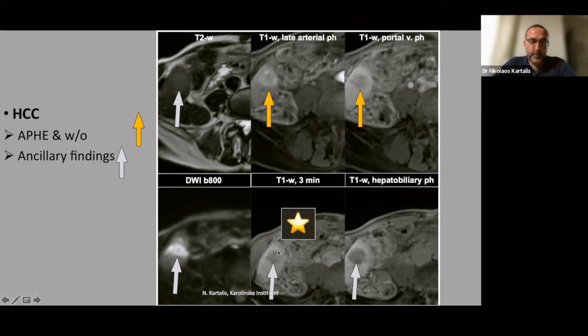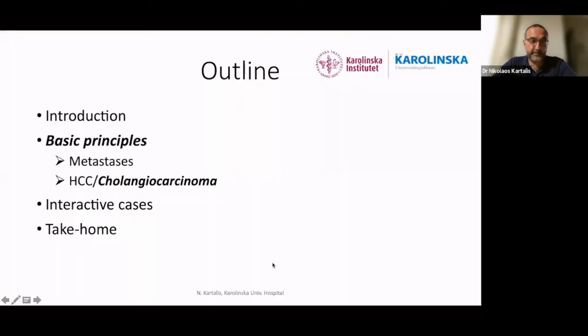I would like to point out, as Martin said in one of the first webinars, that we don't use the term vascular washout in the 3 minutes phase after Primovist, since this is a transitional phase, something in between the vascular phases and the hepatobiliary phase. We have to be very careful and not call this vascular washout. This is just hypointensity in the 3 minutes phase, or the transitional phase.